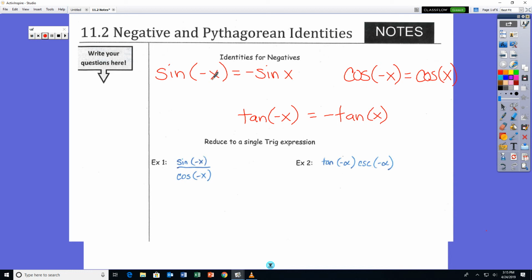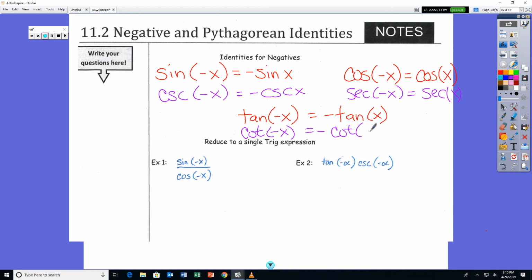Now, because we have sine of negative x, that also means that the reciprocal would follow by the same rules. Cosecant of negative x would get you a negative cosecant of x, and secant of negative x would be the same as positive secant of x. And down here, cotangent of negative x would get you negative cotangent of x. For those needing to remember, just remember cosine is the one where the negative inside the parentheses becomes positive outside.